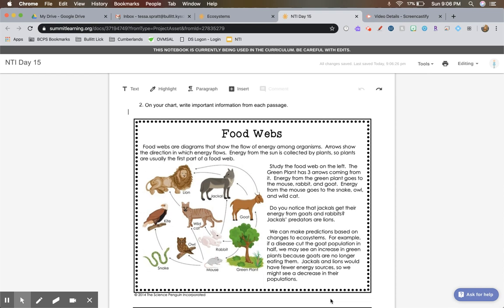So food webs are diagrams that show the flow of energy among organisms. Arrows show the direction in which energy flows. Energy from the sun is collected by plants, so plants are usually the first part of a food web.